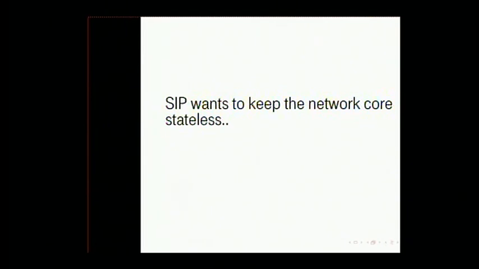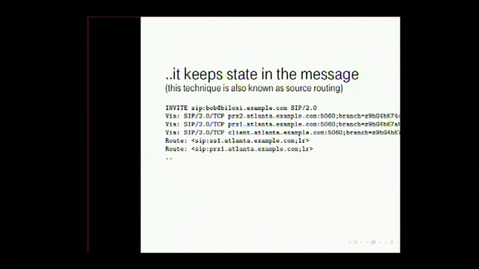One principle in SIP was to keep the core stateless. This has to do with the end-to-end design principle, which is a basic architectural principle in the internet. The IETF is very keen to keep this up. But this means you have to keep the state somewhere else. And in the case of SIP, it's kept in the messages themselves. And so you have many instances of source routing in SIP.